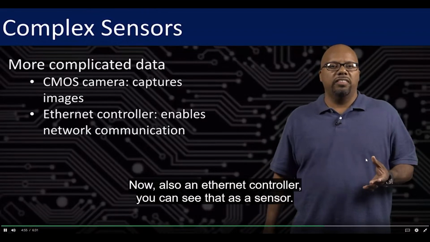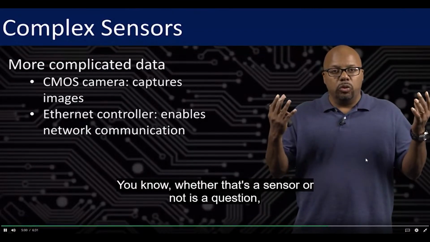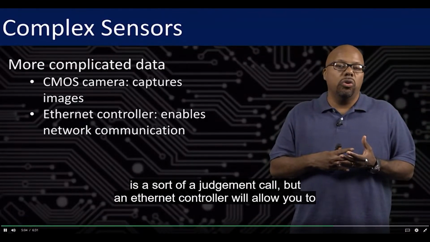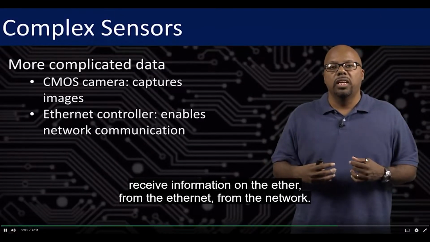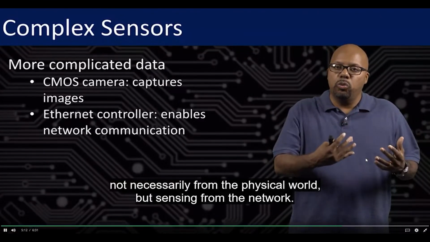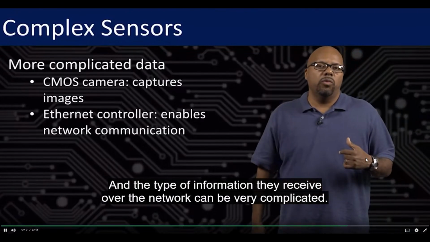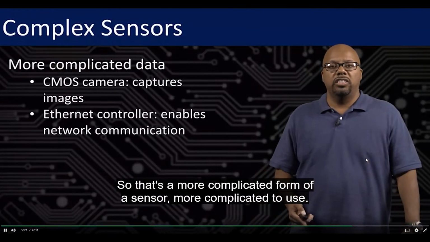Now, also an Ethernet controller. You can see that as a sensor. Whether that's a sensor or not is a question. It's a sort of judgment call. But an Ethernet controller will allow you to receive information from the network. So that information, you can call it sensing, not necessarily from the physical world, but sensing from the network. And the type of information we receive over the network can be very complicated. So that's a more complicated form of a sensor, more complicated to use.